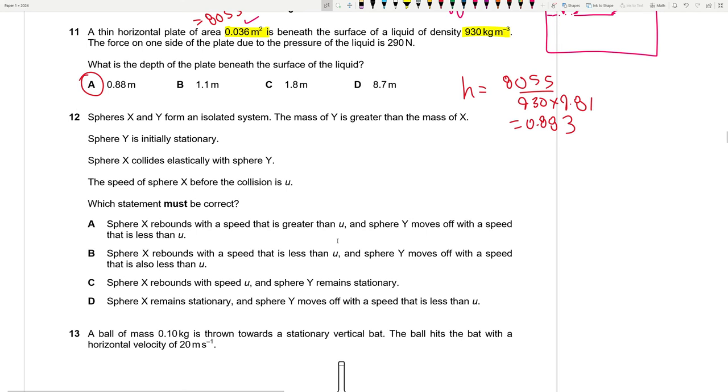12. Spheres X and Y form an isolated system. The mass of Y is greater than the mass of X. Y is initially stationary. Sphere X collides elastically with Y. The mass is greater. Sphere X collides elastically, so momentum will be conserved and kinetic energy will also be conserved. The speed of sphere X before the collision is u. Which statement must be correct?